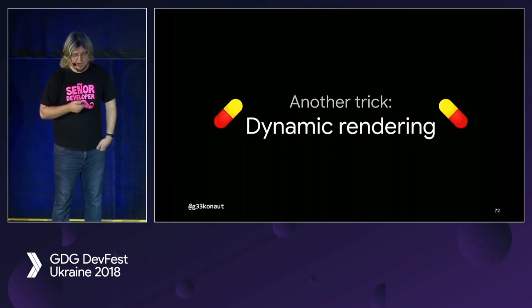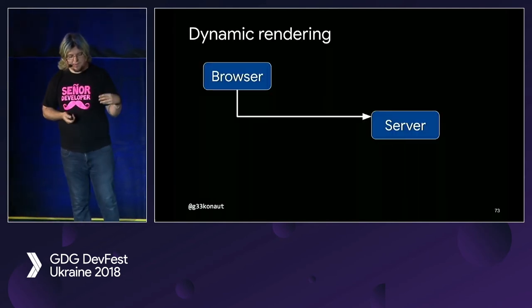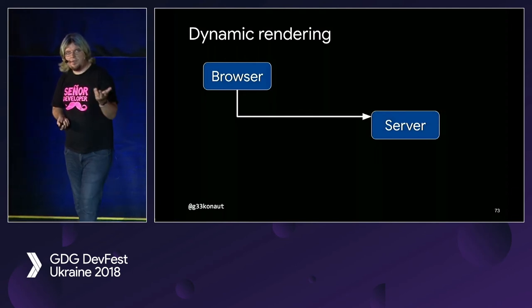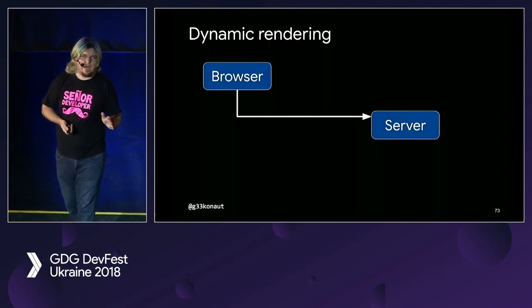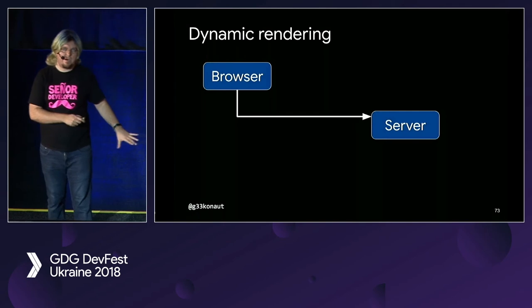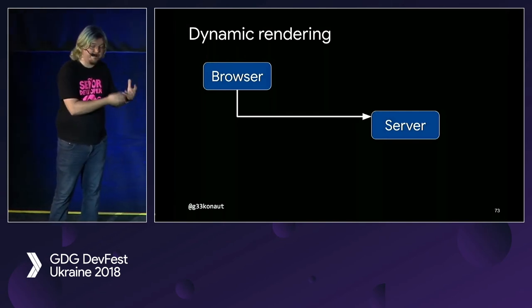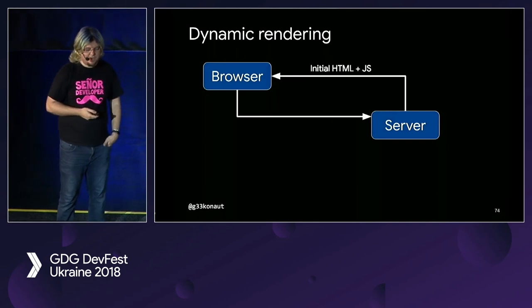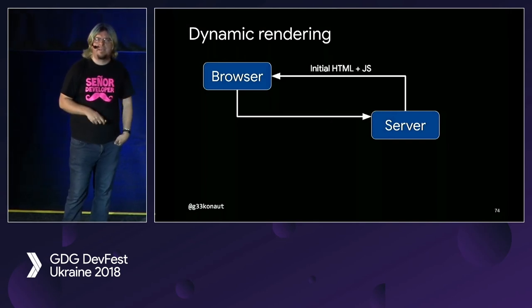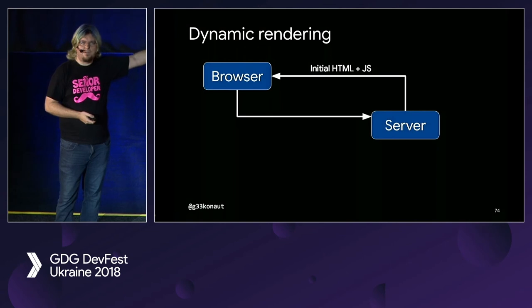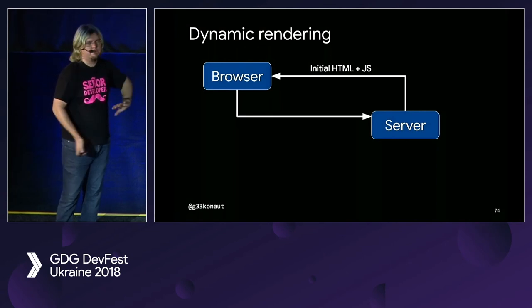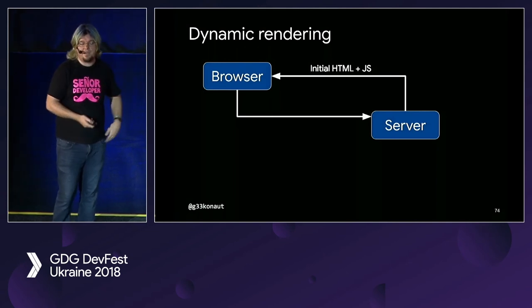So dynamic rendering basically means if a browser comes to your server, you're like, wow, this is a normal user, this is a browser. I don't know how I could make the server-side rendering right and be fast and look good. So what I can do instead is I just give the normal single-page application to render in the browser back. So like, you know, have some JavaScript, run it, have a good time.